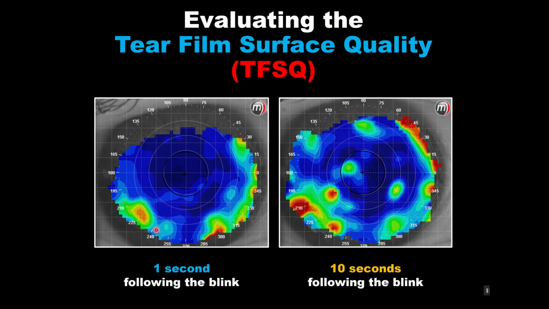Now, at 1 second after the blink, we see a fair amount of dark blue, less of these hot areas. However, after 10 seconds on this dry eye patient, we're seeing a lot less dark blue and a lot more hot points, indicating larger areas of the cornea involved in tear film breakup, or measuring as being dry-eyed.